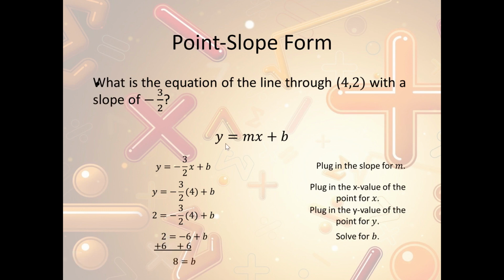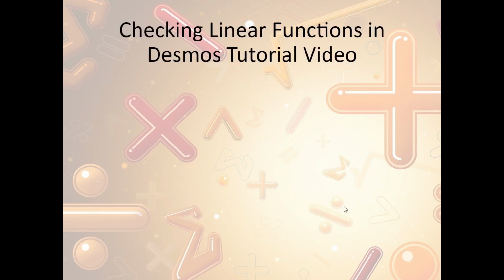Now we're going to plug that back in. So we get y equals, and we know that the slope is negative 3 halves times x plus our y-intercept, which in this case is 8. So that goes there, and that's how we write the equation using point-slope form.